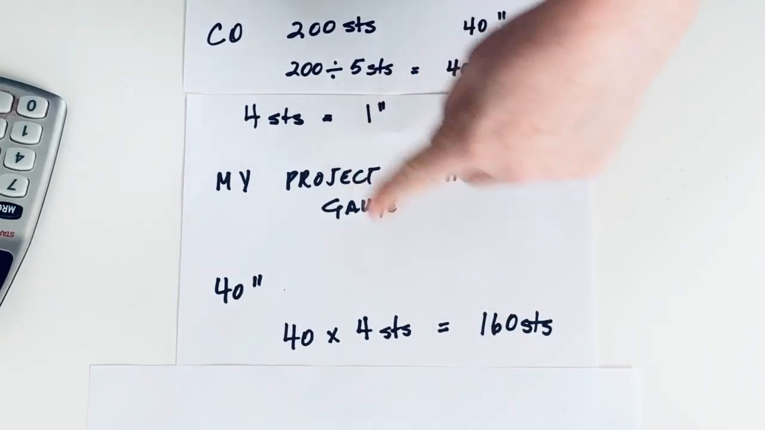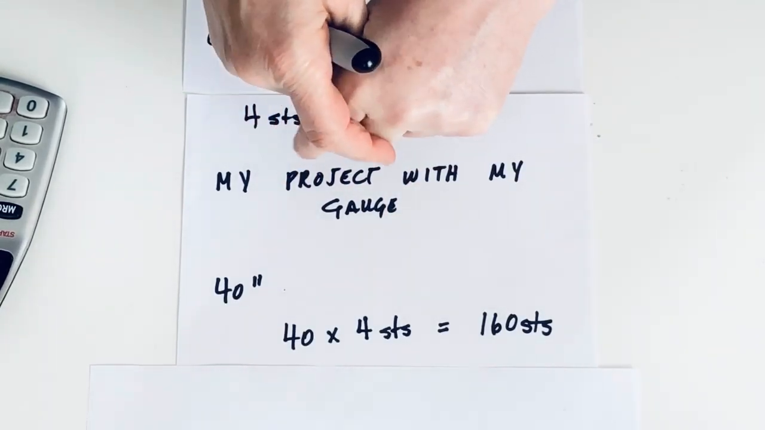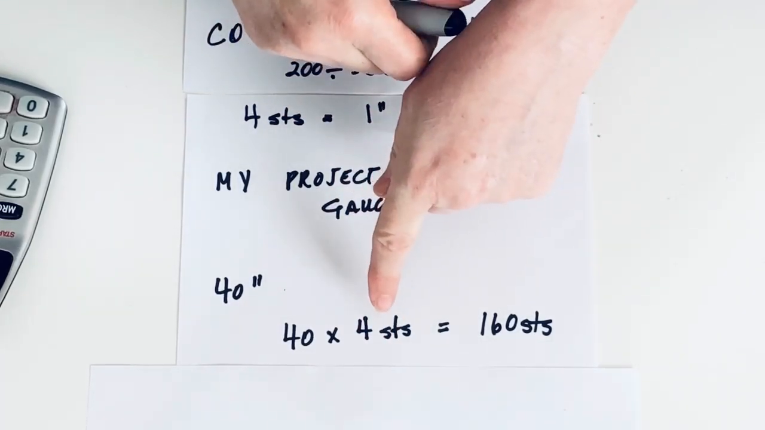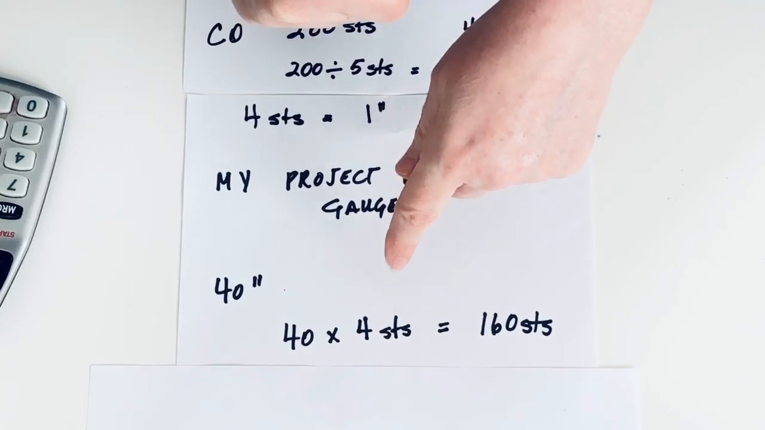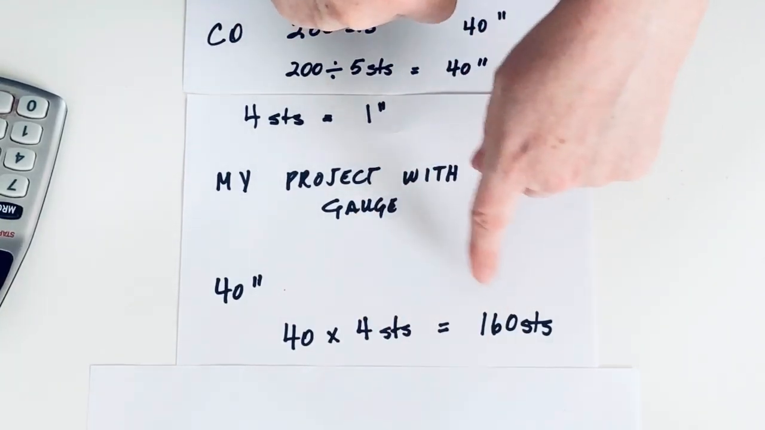Likewise, if my gauge was the other way around and a lot tighter than the gauge called for in the pattern, then I would do the same kind of math, and I might have to go up a size on the pattern size. So it just depends on the difference.